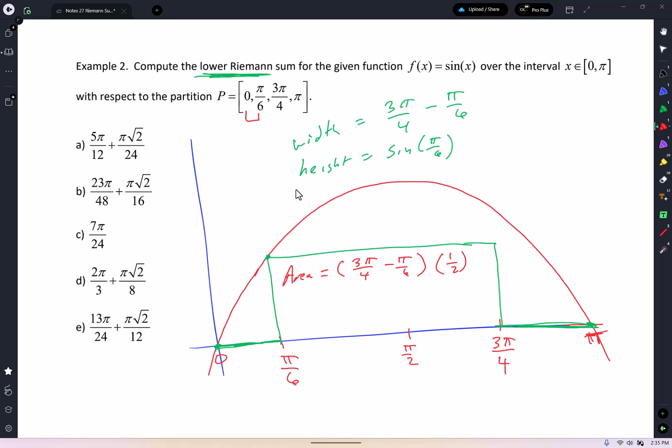All right, how do I do this by hand? Common denominator, guys. It looks like my common denominator is going to be 12. So I'm going to multiply this one by 3 over 3, and this one by 2 over 2. When I do that, I get 9 pi over 12 minus 2 pi over 12, times half. 9 minus 2 is 7, so I see 7 pi over 12 times half. So I see 7 pi over 24.